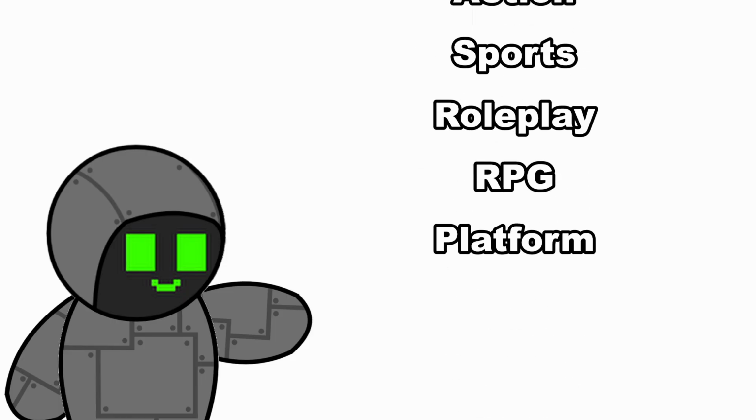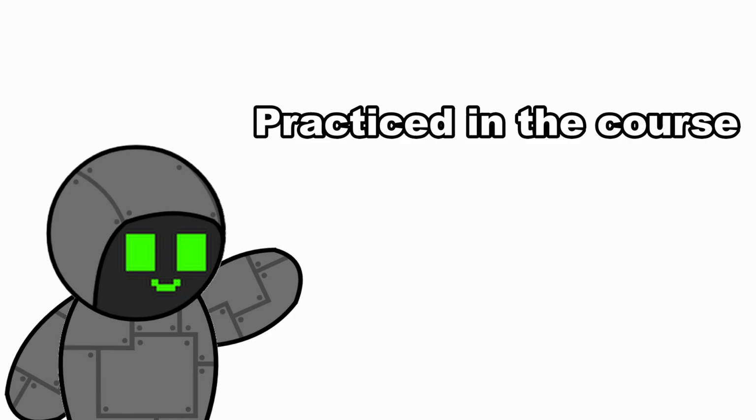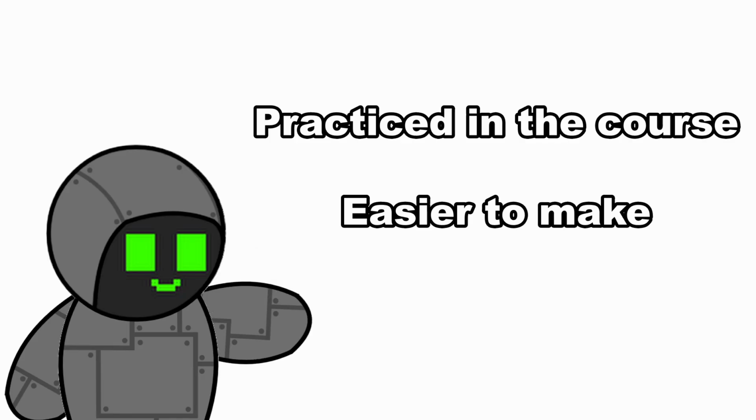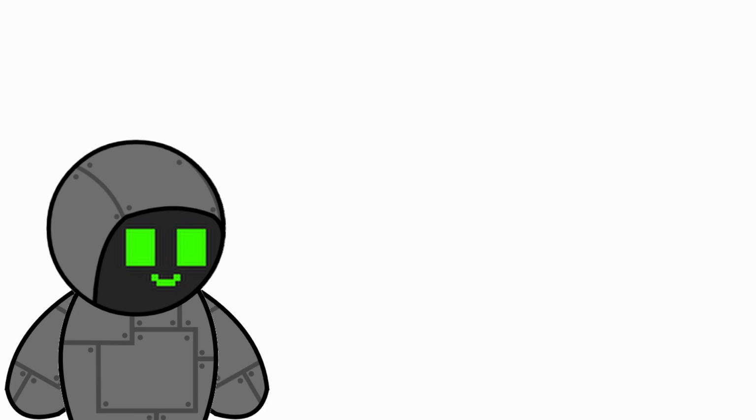And there are many different types of games I can go for, but I'm going to go with a first-person shooter for a few reasons. We mostly focus on first-person games in the course. It's one of the easier types of game to make, and I like FPS games in general. So anyway, let's get on to the first devlog of my first ever video game.